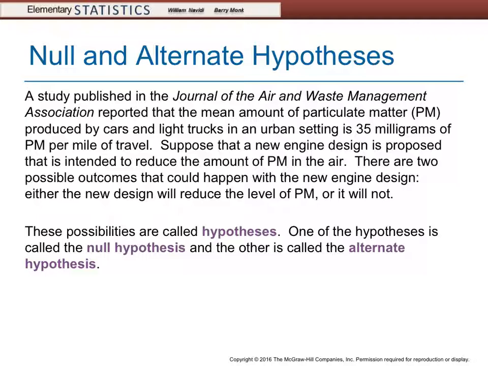One of the hypotheses is called the null hypothesis. The null hypothesis is typically the initial conditions of the population. The other is called the alternative hypothesis. Based on some treatment effect or some improvement in a product, we want to find out whether the alternative hypothesis is true.